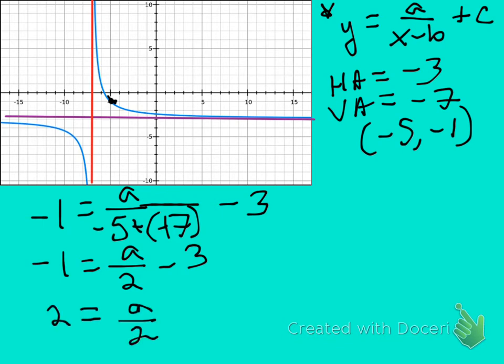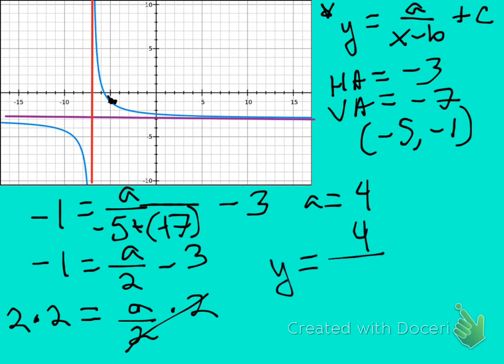And to get A by itself, I would multiply both sides by 2. And I would get that A simply equals 4. But I'm not done. My final equation would be y equals 4 divided by x minus -7, which is plus 7 minus 3.